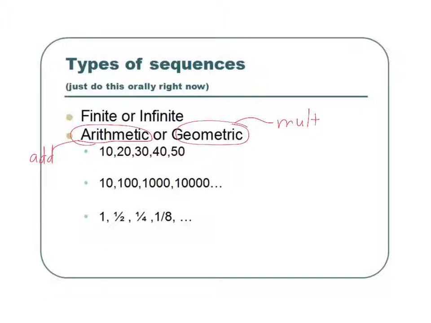All right, so let's real quick go through this and classify each of these by finite or infinite, and then arithmetic or geometric. So this first one. As you go from one term to the next, you can see that you are adding 10, adding 10, adding 10, adding 10. Okay? Also notice that it stops at 50, it doesn't continue on. So this would be considered finite because it stops, and it is arithmetic.